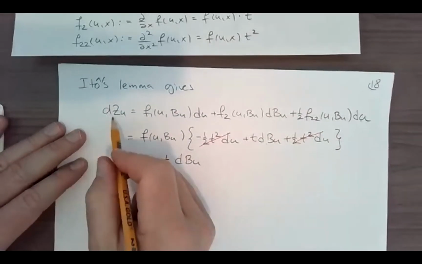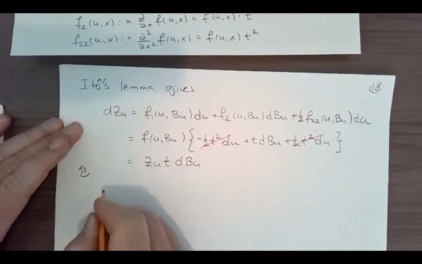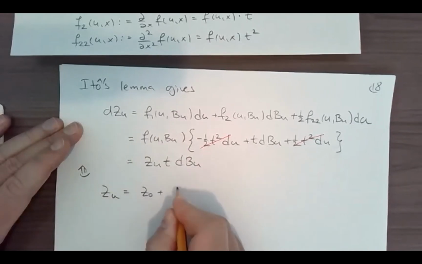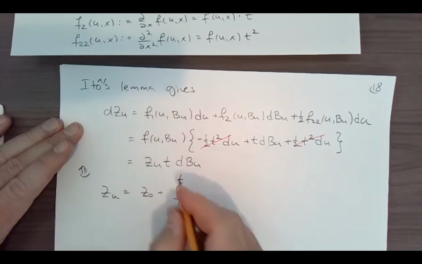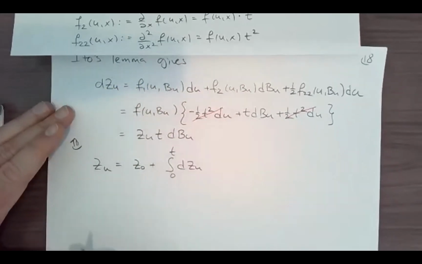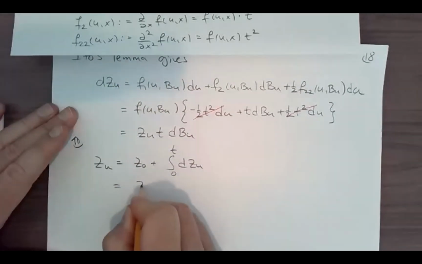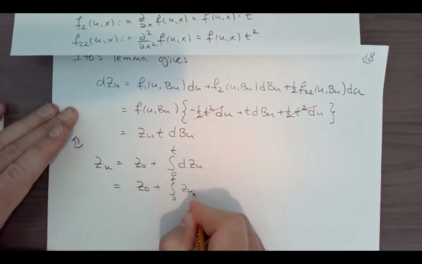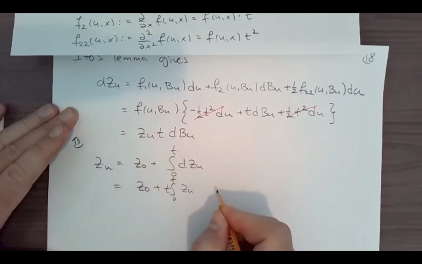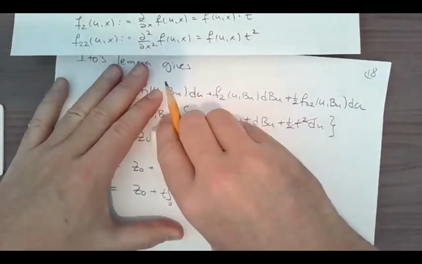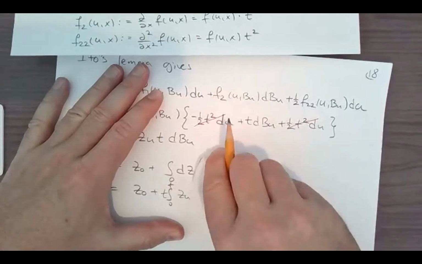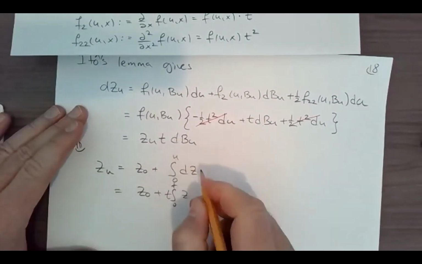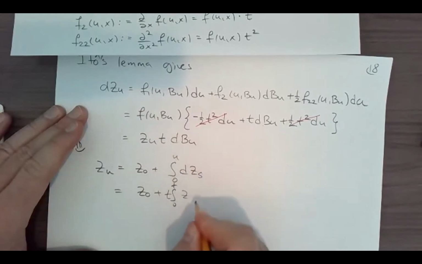And of course, when you write it in this d form, there's nothing else, and you can integrate both sides and say that z_u is equal to z_0 and then an integral of dz_u. And this will give you z_0. And then you have z_u, there's a t. This t should not be up there. This u here should be up there, and then this here should be, say, s.